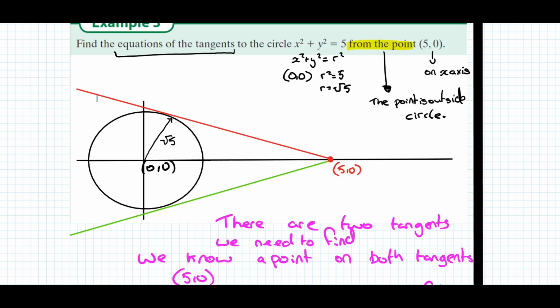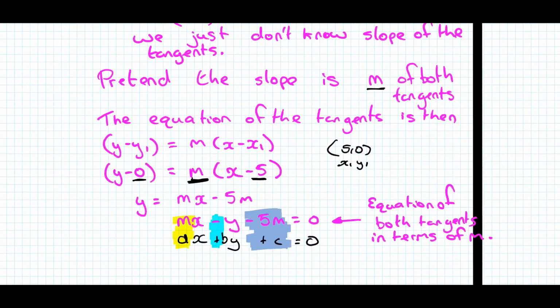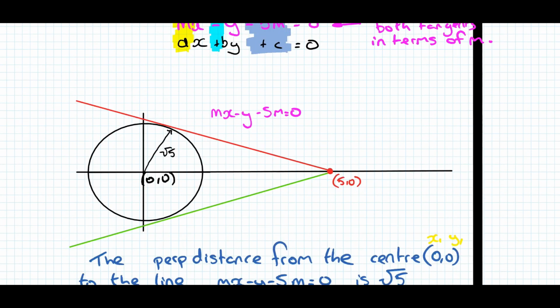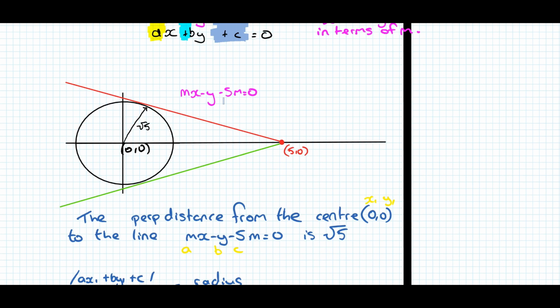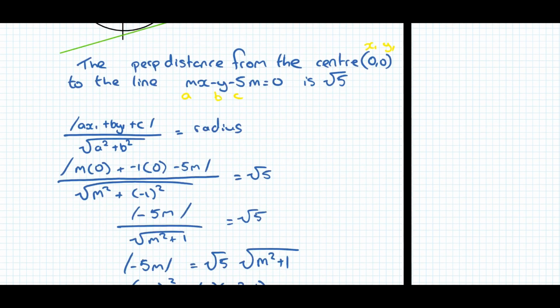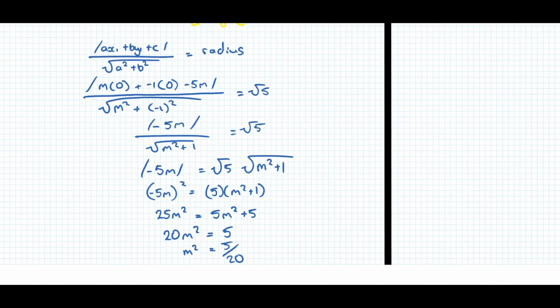Well, what do I know? What do I know about the perpendicular distance between this line and this point? The perpendicular distance between that line and that point (0, 0) is the square root of 5. And remember, we have a formula for perpendicular distance. This mx minus y minus 5m is this line. That's what that represents. So the perpendicular distance from the center (0, 0), which is our (x1, y1) now, to the line mx minus y minus 5m is the square root of 5. So we can put all of that information into our perpendicular distance formula.